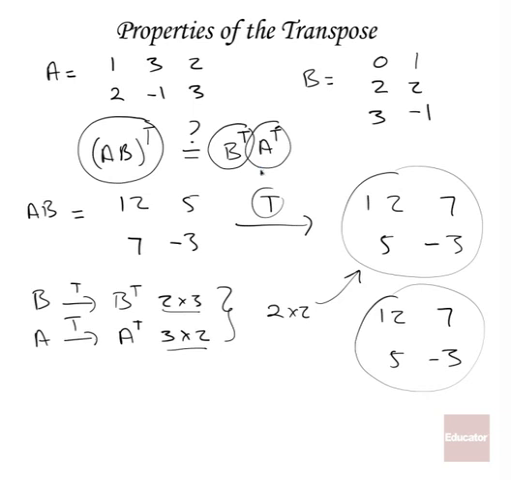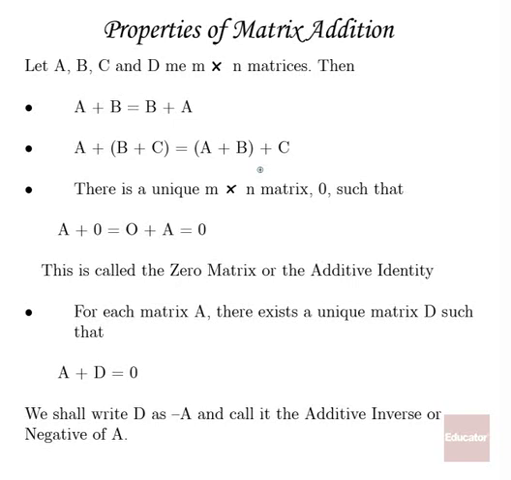Okay. Let's take a look at what we've done here today. We've talked about properties of matrix addition. So very, very similar to properties for real numbers. Matrix A plus B is equal to B plus A. Matrix addition commutes. A plus B plus C quantity equals A plus B quantity plus C.